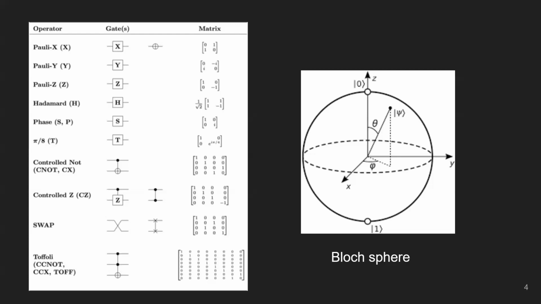But it's only if your control is activated. Same idea here, except you're just going around the Z-axis. Swap, you're just swapping two qubit states. And then Toffoli is the same idea as this controlled NOT, except now you need both of these qubits to be 1 for this to be activated. So if you only have one of the two controls on as a 1, nothing happens.